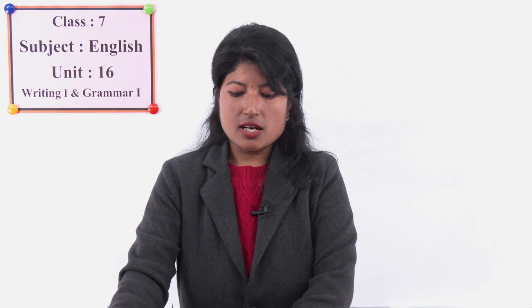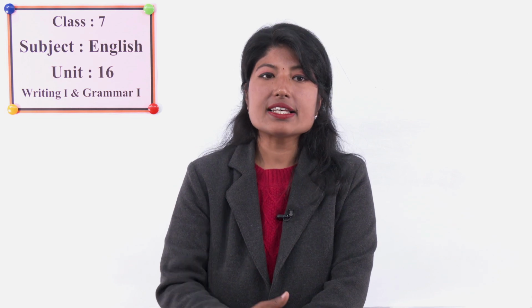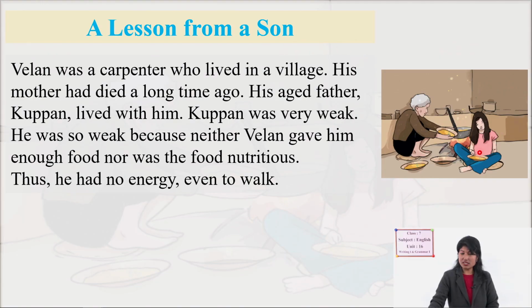So what we are going to do now is go through the story that we read as comprehension tasks in the previous class. Let's go through that story, A Lesson from a Son. You must remember this story. Yes. Let's underline the past forms of the verbs over here, and that is going to be a great help to us while writing the story. We will write a story as well. So let's go through it.